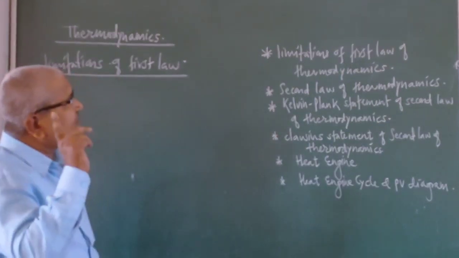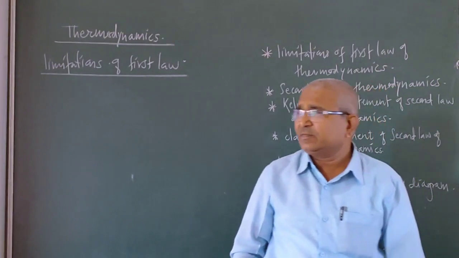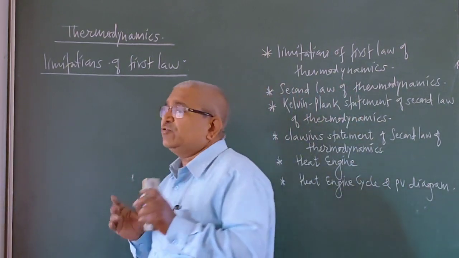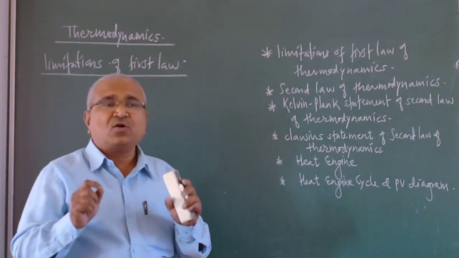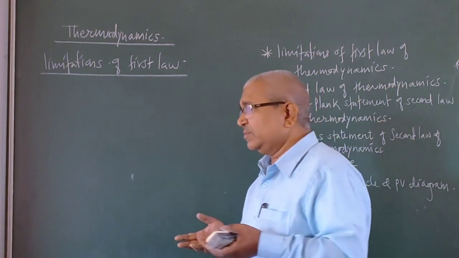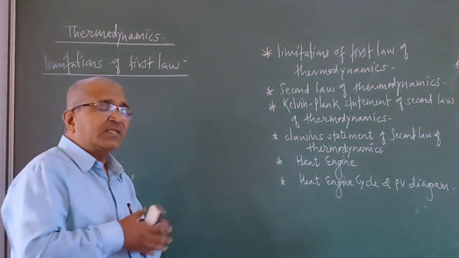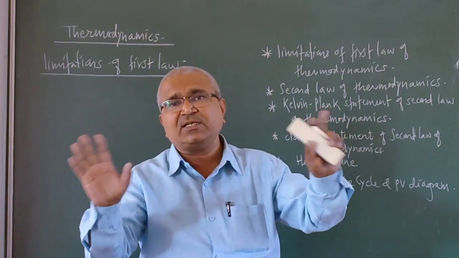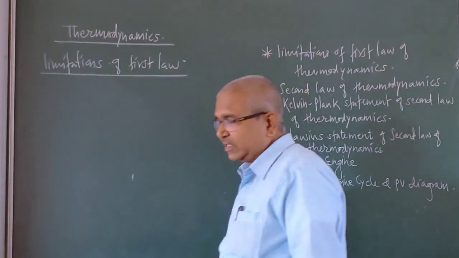Okay, so we will start our first article, that is limitations of first law, that I have already written on the board. Let us see, students, what we have learned in the first law. Remind your memory. The first law deals with the law of conservation of energy, isn't it? That means energy can neither be created nor destroyed, or it gives the heat work relation. Heat is converted into work, or work is converted into heat. That means the energy is conserved. All these things we have learned in the first law of thermodynamics, isn't it, dear students?